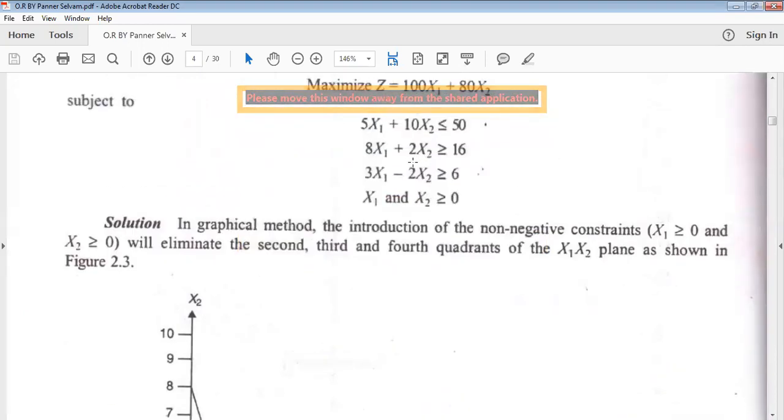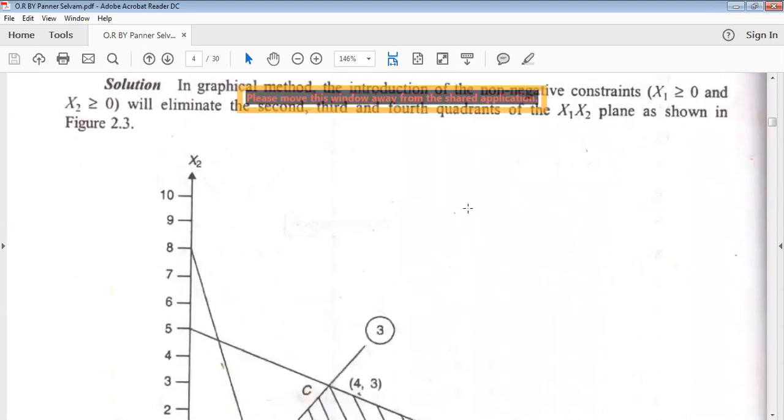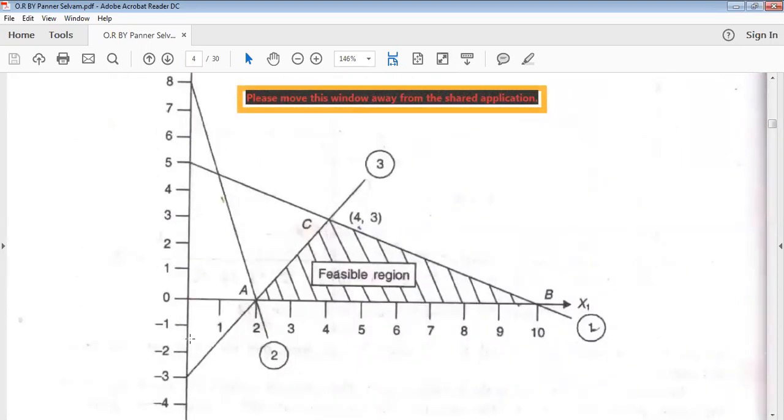Here, you can see that if x1 is equal to 0, x2 is equal to how much? Minus 3. 6 by minus 2, automatically minus 3. So hence it has gone through the third equation. Minus 3, and this is nothing but plus 2. So like this, he has marked it and gone up. And similarly, this is equation 2, and this is nothing but equation 1.